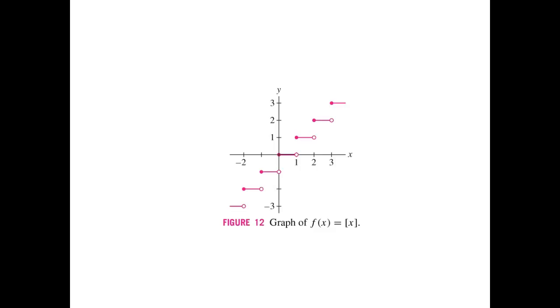Okay. Now, for positive numbers, it's a piece of cake. Just drop the decimal part, and you've got it. 1.7, the greatest integer in that is 1. It's just when you're on the negative side, you have to remember you still look to the left. The first integer you come to when you look to the left, that's the greatest integer. So it's a stair-step function with the solids here and the open circles there.